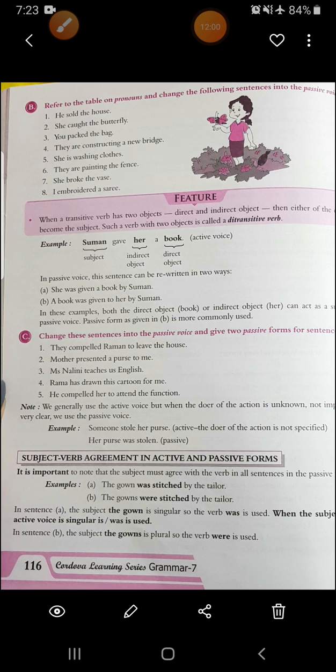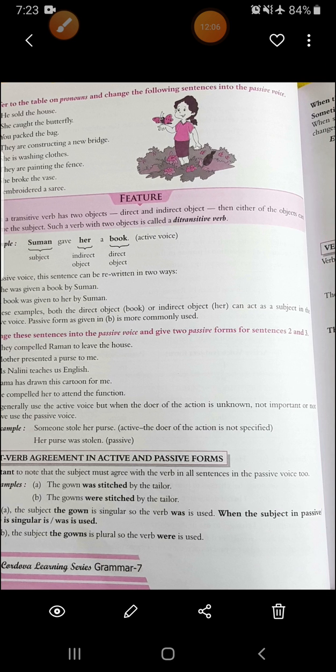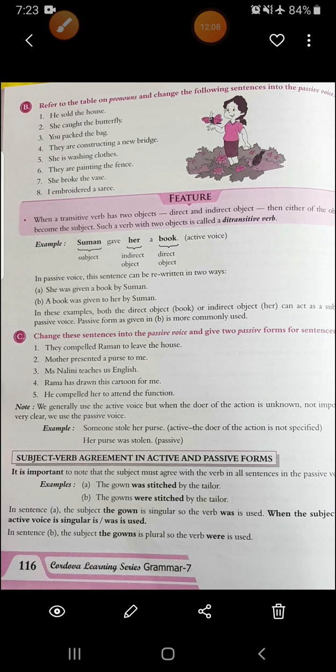You can write in either way. Now see this exercise C. Change the sentences into passive voice and give two passive forms of sentence 2 and 3. So in 2 and 3, you have to give two forms. Otherwise, just give one passive form.